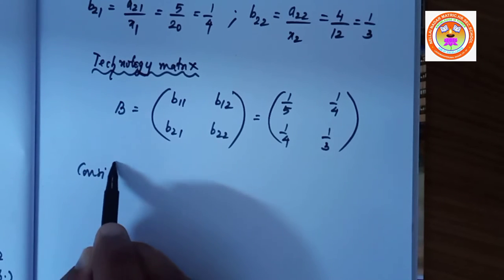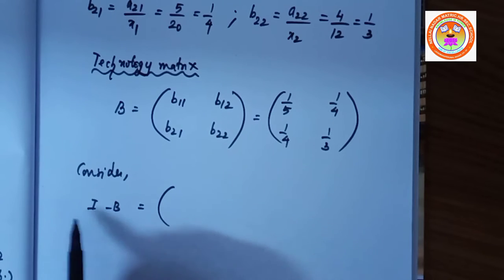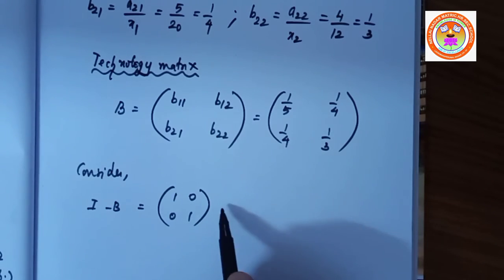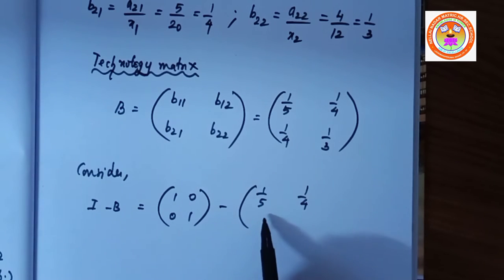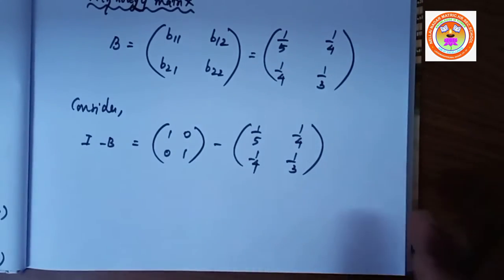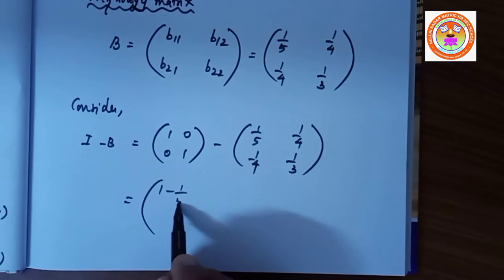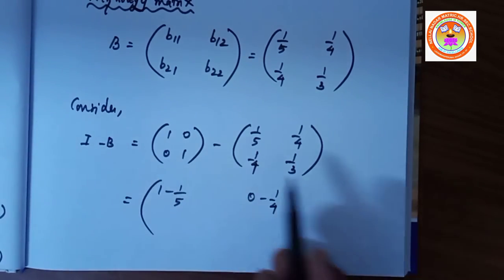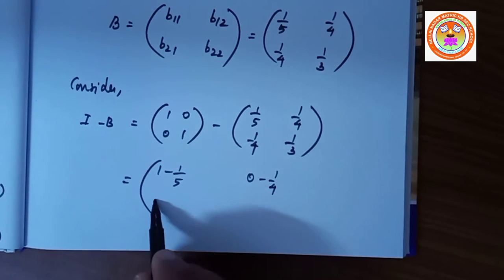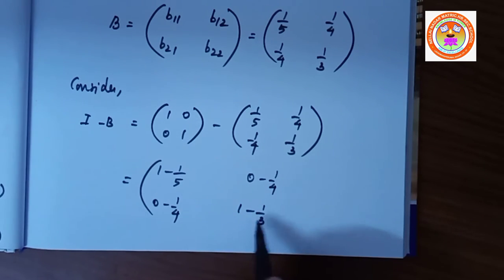Then you have to consider I minus B. I minus B is equal to the identity matrix, that is 1 0 0 1, minus the B matrix, here it is 1 by 5, 1 by 4, 1 by 4, 1 by 3. Then corresponding elements to be subtracted, you will be getting 1 minus 1 by 5, 0 minus 1 by 4, 0 minus 1 by 4, finally 1 minus 1 by 3.